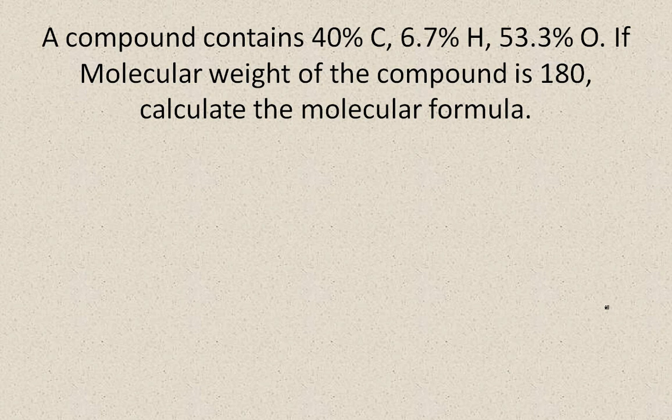A compound contains 40% carbon, 6.7% hydrogen, and 53.3% oxygen. If the molecular weight of the compound is 180, you need to calculate the molecular formula. In order to calculate the molecular formula, our first step will be determination of the empirical formula.